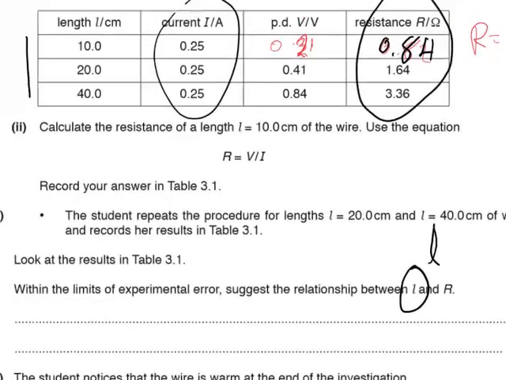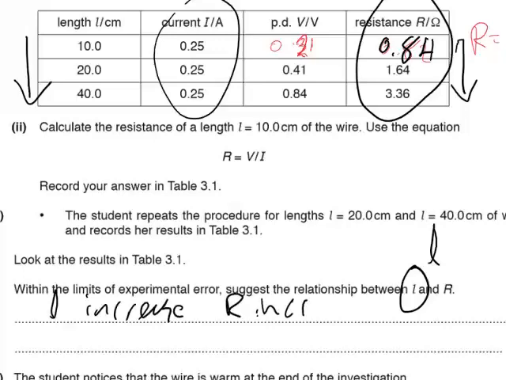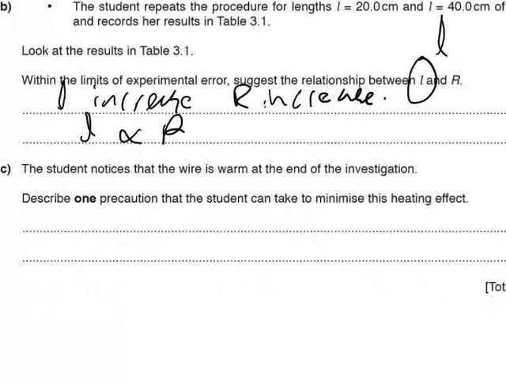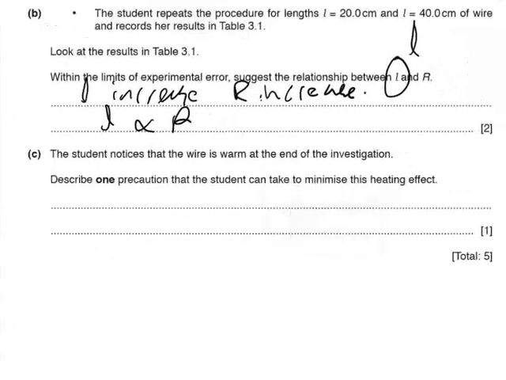So as L increases, you will notice that R also increases. As the length L increases, R also increases, and L is directly proportional to R. Now, precaution. Describe one precaution that students can take to minimize the heating effect. Here I did remind you guys, every time when you do an electrical experiment, after you take the reading, you need to switch it off.